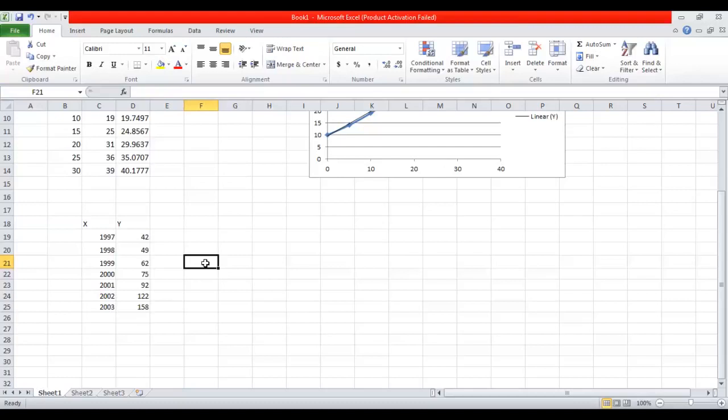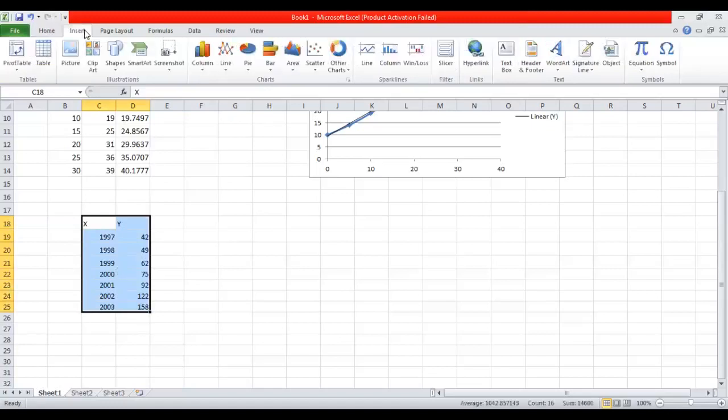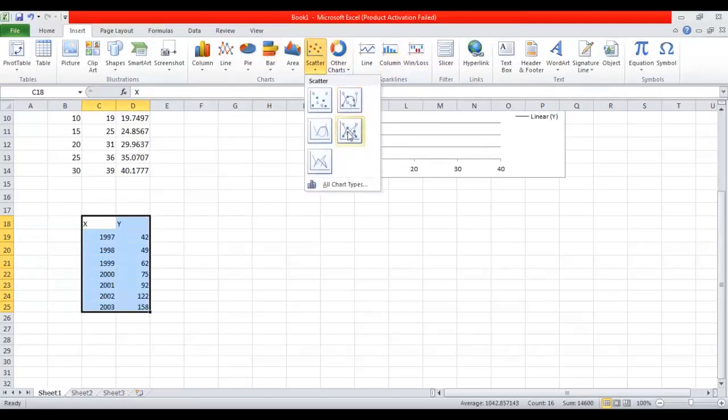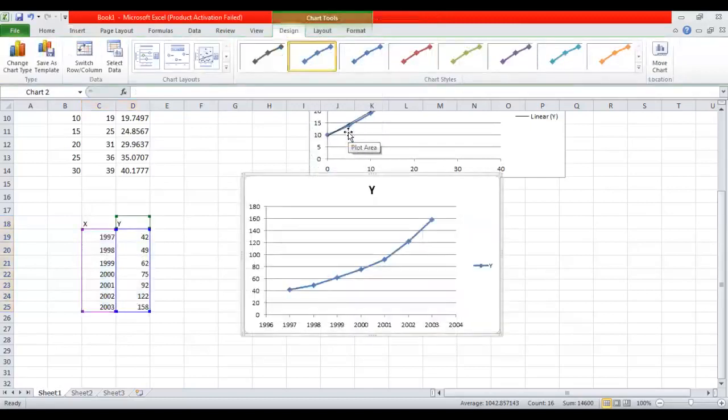So how to fit a parabola? What is a parabolic equation? y equals ax square plus bx plus c. So we'll be using that equation. So select this data, same from the insert menu, from the scatter plot. Select any type of chart of your wish. So you'll get an observed line like this. So this is for the given data. So this is called an observed line.